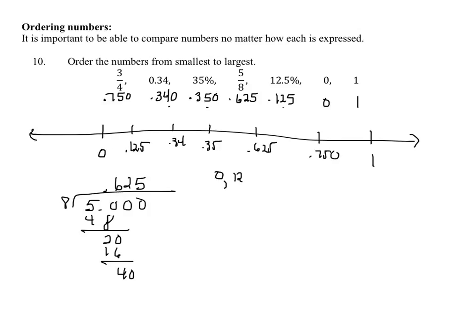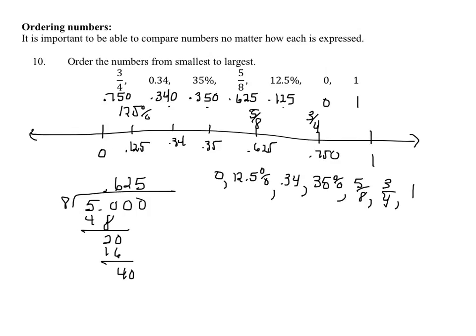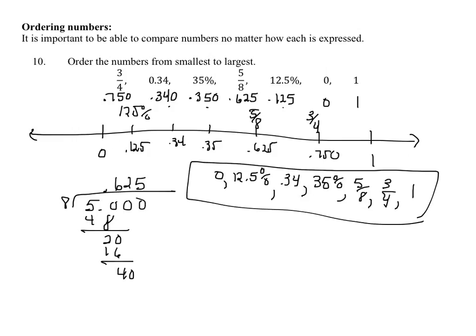The next is 12.5%, because that is the representation for 0.125. The next one will be 0.34, and the next one is 35%. Then the next one is going to be 5/8, and then the next one's going to be 3/4, because that's the 0.75 here, right? And last but not least will be 1. So that's how you would have to input it into your My Math Lab in the original form.